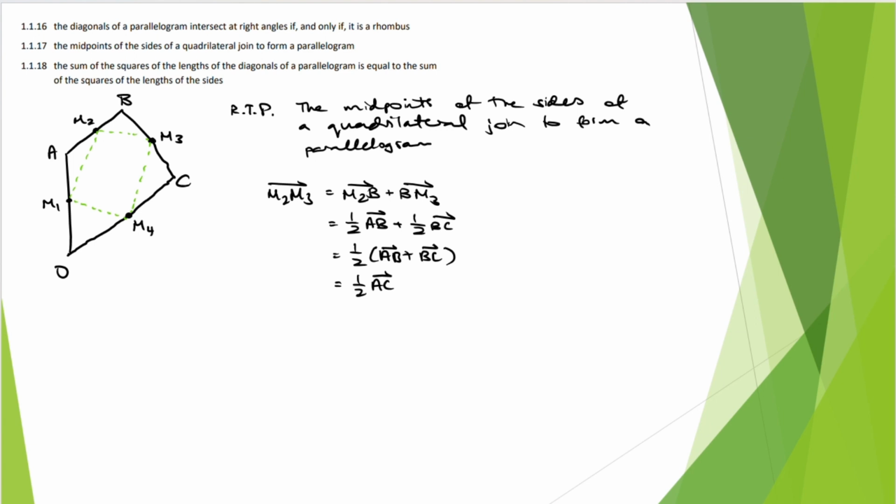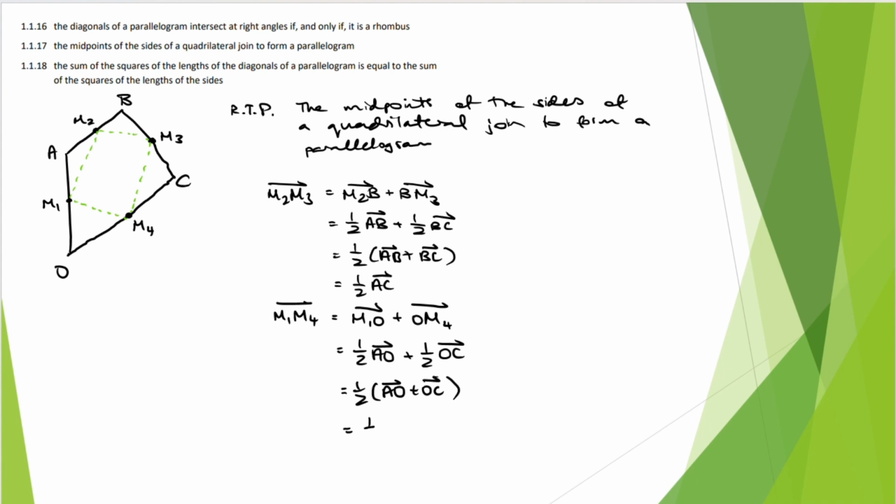Now I need to consider M1, M4. M1, M4 will be equal to M1O plus OM4. And I can similarly consider that as 1/2 AO plus 1/2 OC. And if I rewrite this as 1/2 of AO plus OC, AO plus OC is again equal to AC, so this is 1/2 AC. So therefore, M2, M3 and M1, M4 are the same vector.